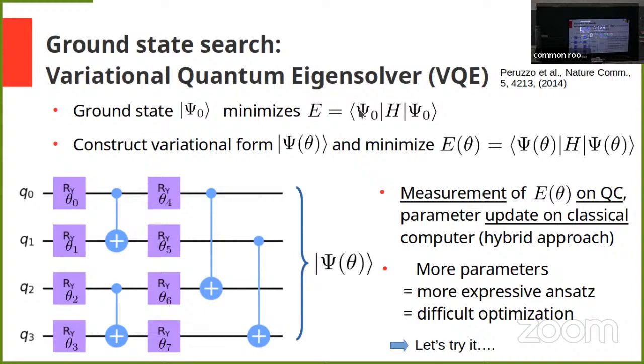So somehow we need to find this state, and there's many approaches, and we can, for example, come up with the idea of constructing a variational form for that state. And then if we have, for example, a state which depends on some parameters, then we can minimize this, we can optimize these parameters to find the minimal energy.